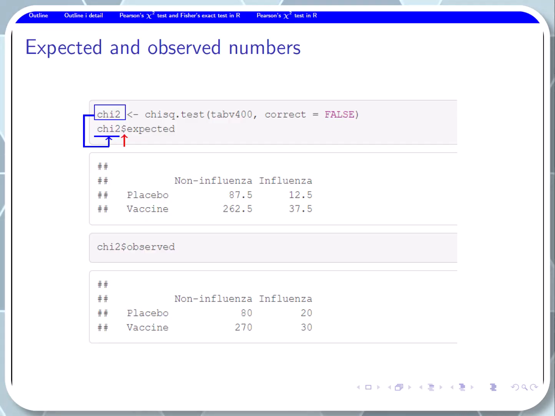The dollar sign in R extracts a specific part of output. Expected means extracts the expected numbers from the output CHI2. The table in the second box displays the expected numbers in the Pearson's chi-square test.